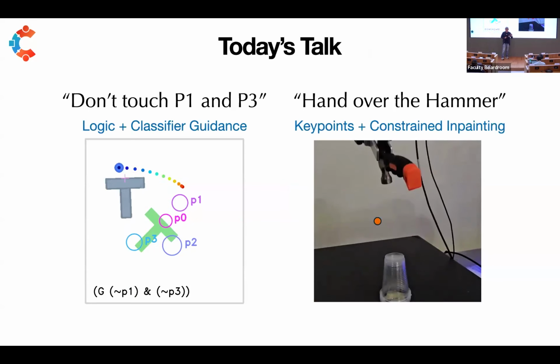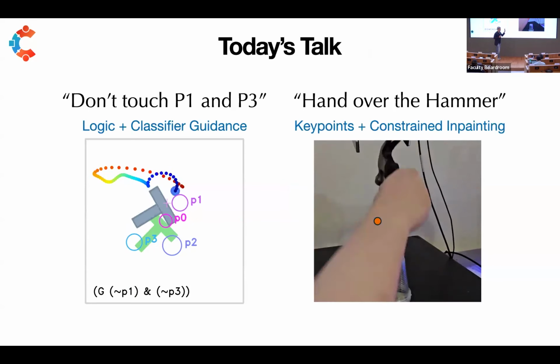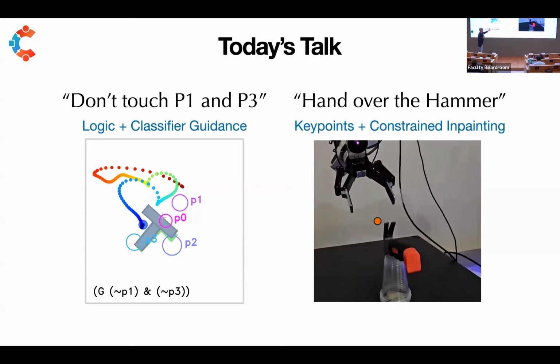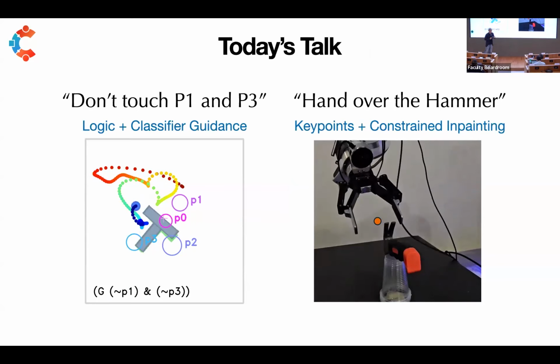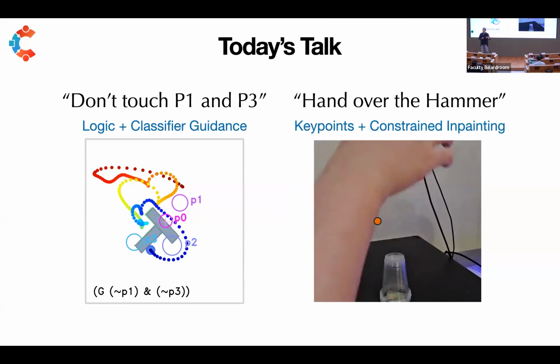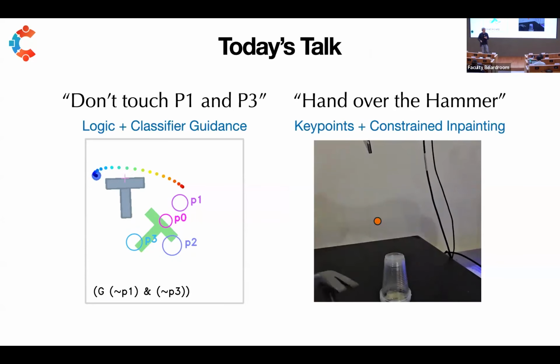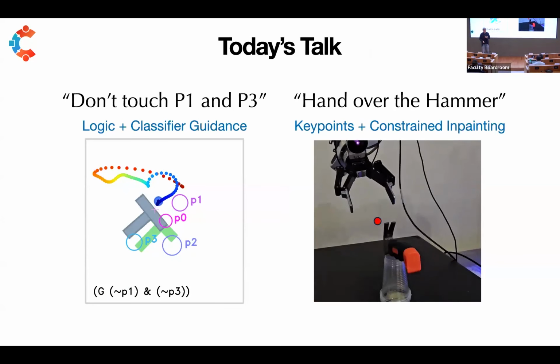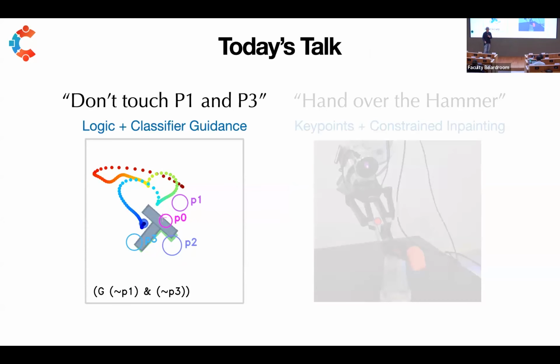So I'm going to talk about two different ways you can do it. Okay, the first way is using logic and classifier guidance, and the second way is using key points and constraint embedding. These are just two different approaches. You can pick which one you want to use depending on your particular task context. Okay, so let's start with logic and classifier guidance.